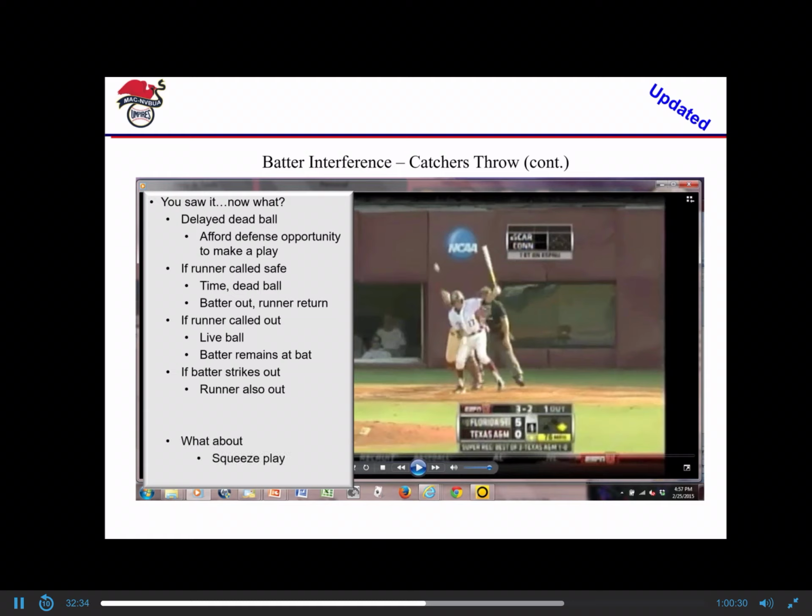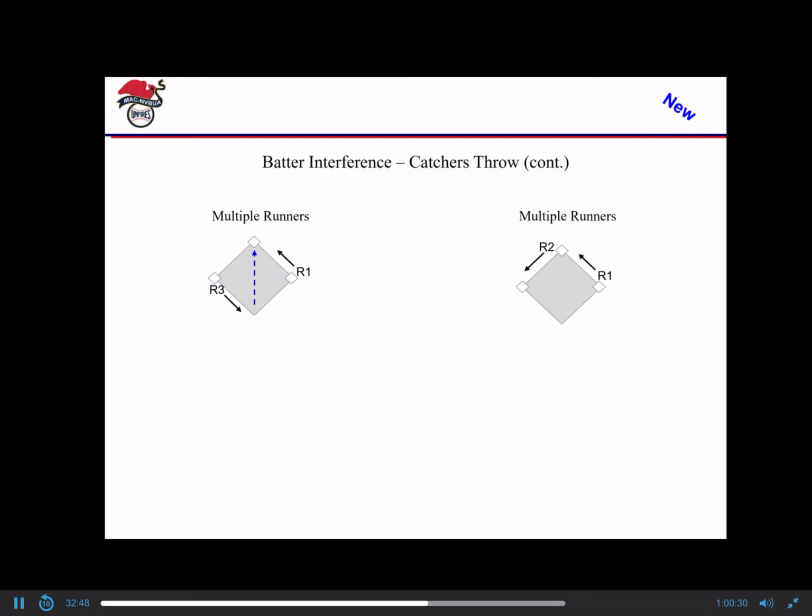There are some special plays and some unique plays about batter interference, particularly a squeeze play. And when we have multiple runners, that adds an additional level of challenge. So we have 2 case plays, so we're going to talk about that. Our first case play, we have a runner on first and third.